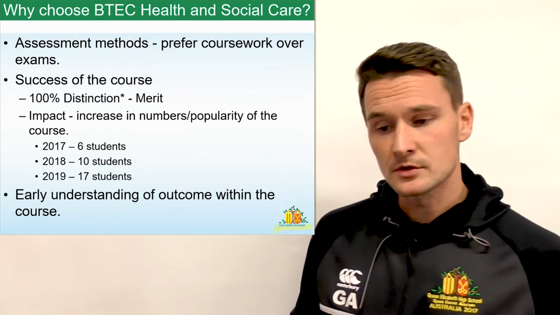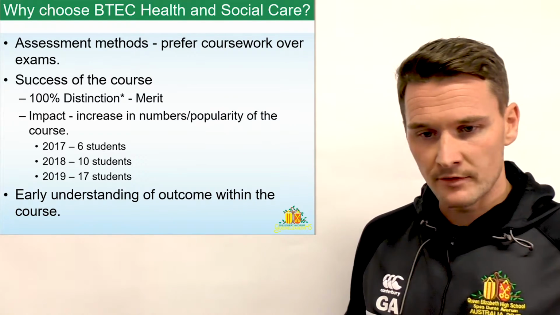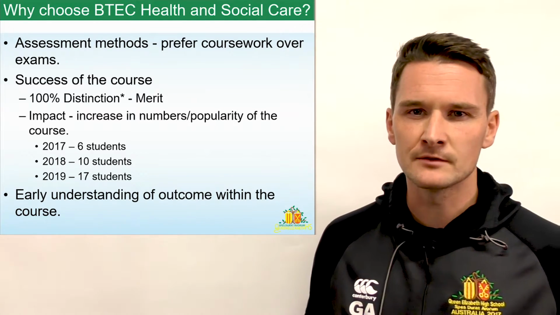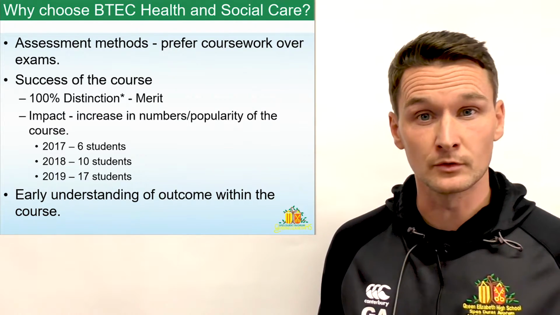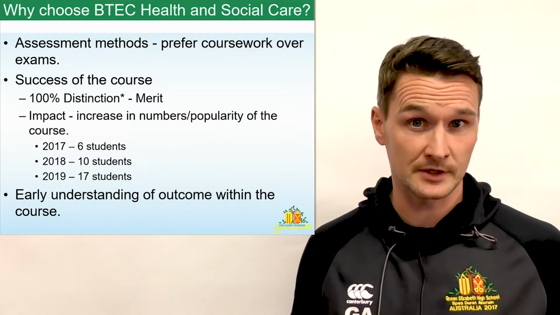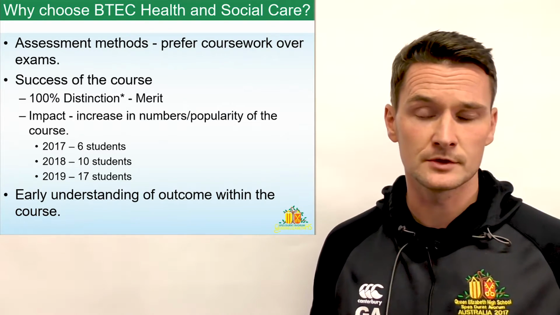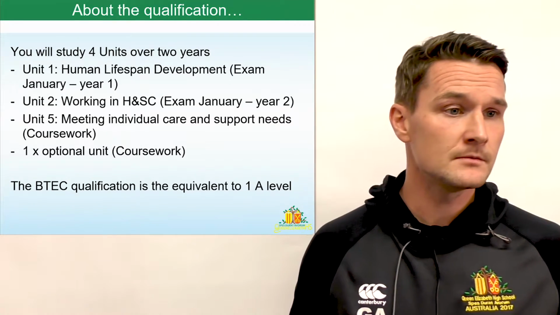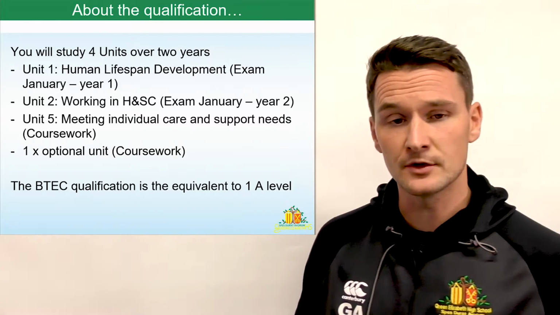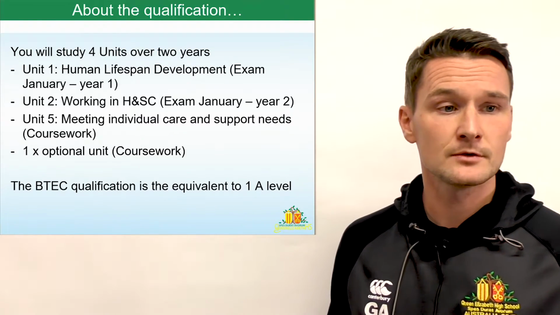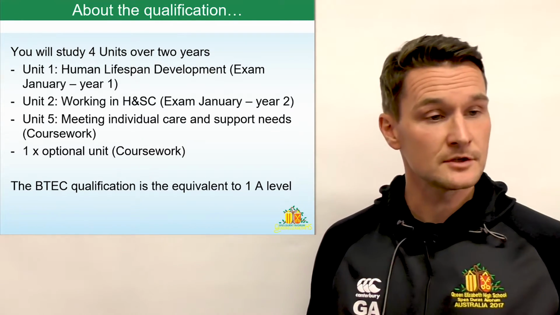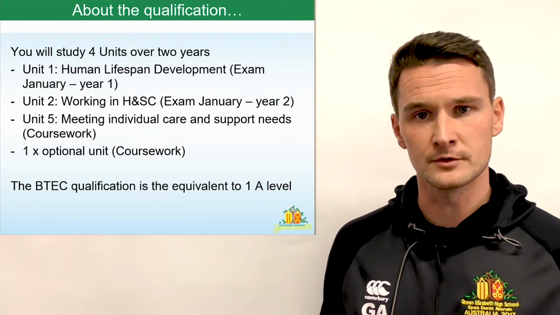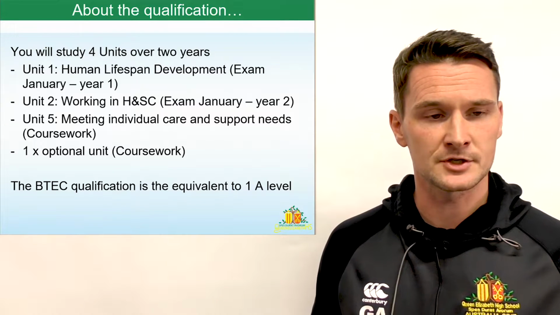The good thing about the course as well is, come January in year 13, when you come into your second year, we have a very good understanding of what outcome you're going to get overall. That helps in terms of your UCAS applications and where you apply to go to university. The 4 units that we do are Human Lifespan, which is an exam in year 12, Unit 2, which is an exam in year 13, and the 2 coursework units being Unit 5, and then we choose an optional coursework unit for you to do in year 13 after that January exam.